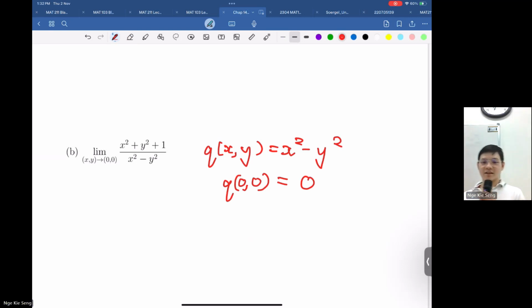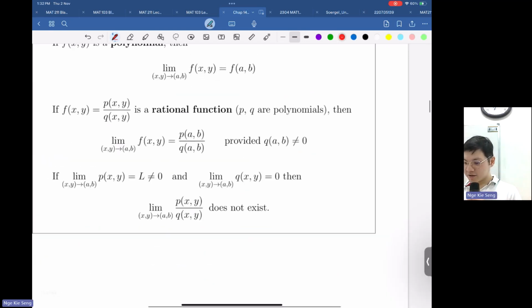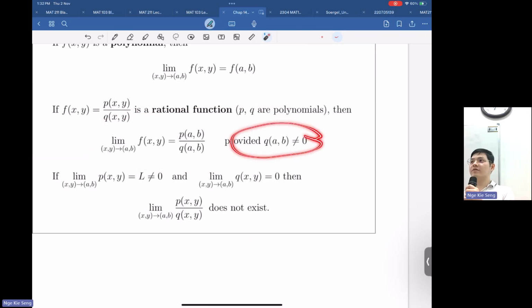This means we can't use the formula to find the limit, because Q(a,b) is zero. So then we want to ask whether the limit exists or not. You cannot find it doesn't mean it doesn't exist, you need to prove it doesn't exist. This is a very important point. You don't know how to do it doesn't mean there's no solution. If there's no solution, you need to prove that there's no solution.